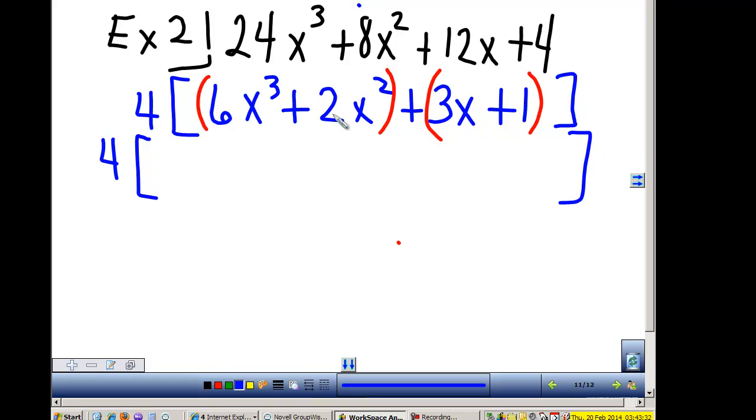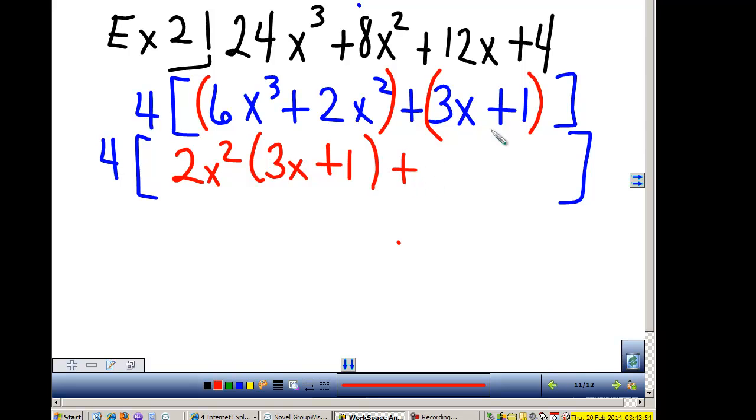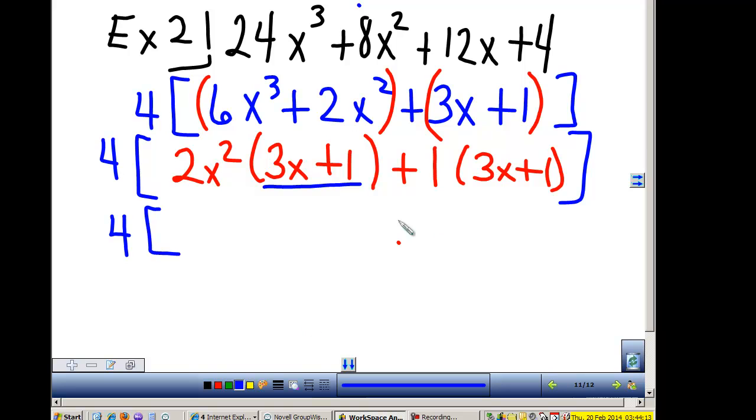Now I need to take out the greatest common factor of each group. In the first parentheses, we can pull out a 2x squared. This leaves 3x. And here I could pull out a 2x squared as well, and this leaves 1. In the second parentheses, all I could pull out is a 1, so that leaves 3x plus 1. The 3x plus 1 and the 3x plus 1 are in both parentheses, so we are still in good shape. That is one of our factors.